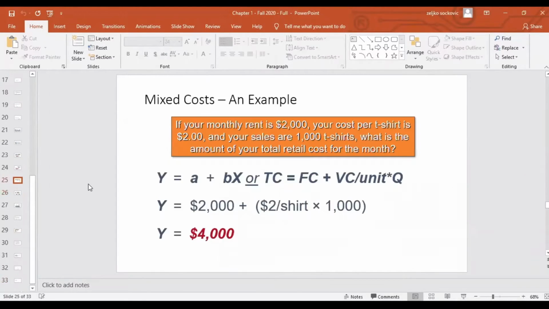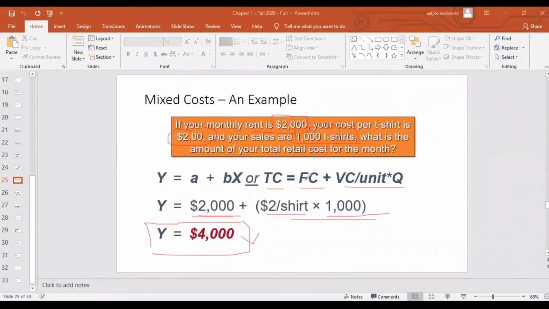But the bottom line here is, we are looking again in common sense terms at this equation: total cost is fixed cost plus variable cost per unit. So what is my fixed cost? Well, this is monthly rent, 2,000. Then how many t-shirts am I going to sell? This is kind of planning, we will see this in the budget. So I'm going to sell 1,000 shirts, and each shirt will cost me $2. Remember, this is a cost we are talking about, not revenue. So $2 times 1,000 is 2,000. So 2,000 here and 2,000 here is 4,000.